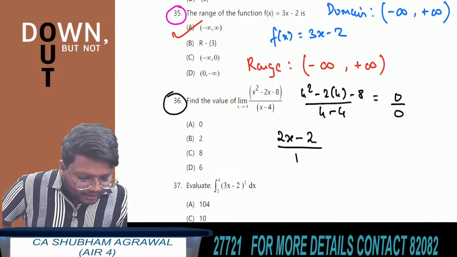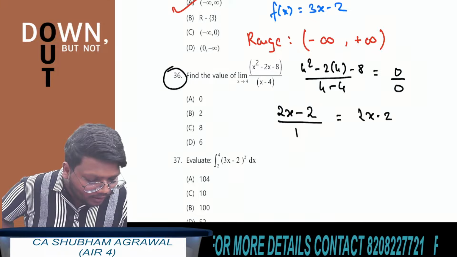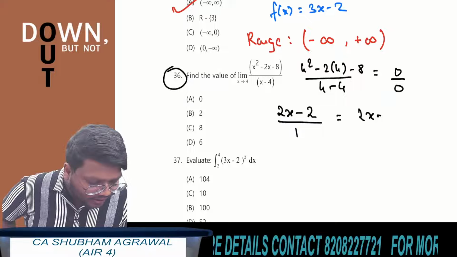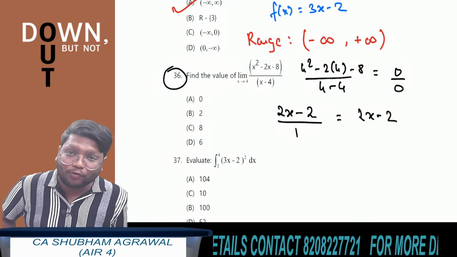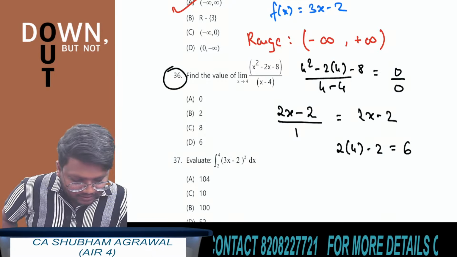Now in this 2x minus 2 upon 1, what are you getting? 2x minus 2. Now in this 2x minus 2, put the value of x as 4. This will give you the answer. 2 multiplied by 4 minus 2, what are you getting? 6. Which option is correct?